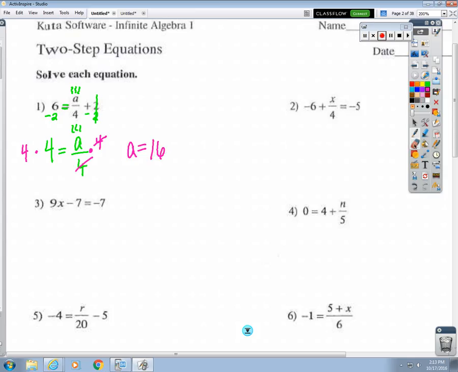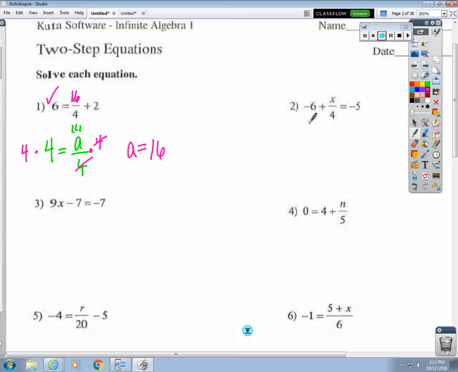Okay, now you always need to check these. There's never an excuse to miss these on a test because you can plug back in your answer to see if you did it right. If we take 16 and plug it in for the A, what's 16 divided by 4? And what's 4 plus 2? 6. So that's how you know you did it right because it makes sense in the problem.